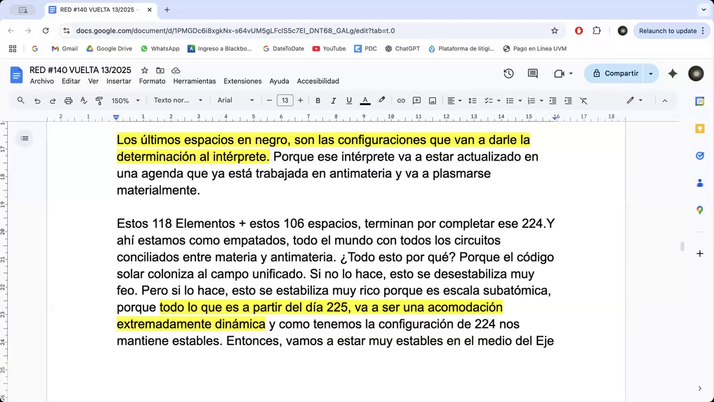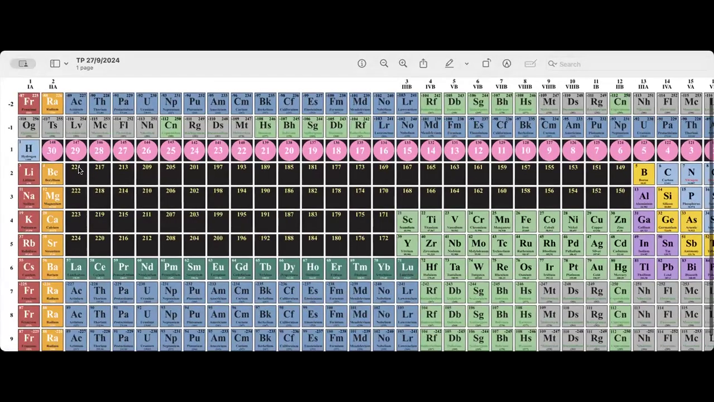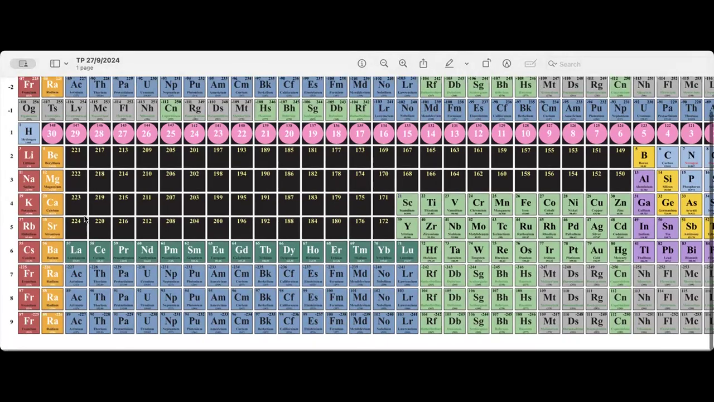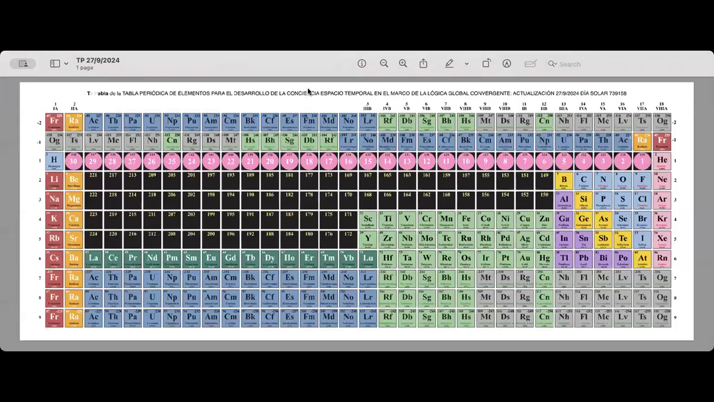Let's show one second. I'm going to open the periodic table so we can see. So she's talking about these last 4 spaces in black: 221, 222, 223, 224. So this is, I believe, August 11th, if I'm not mistaken. But this last space in black is right on top of 57, which is La. And we know that La is the interpreter, right? So that's what she's talking about.